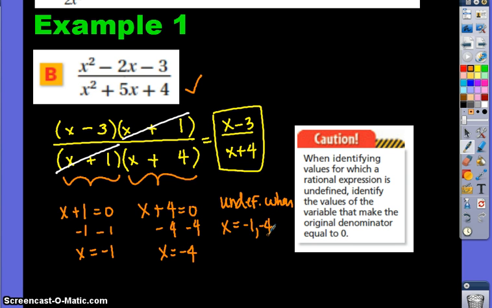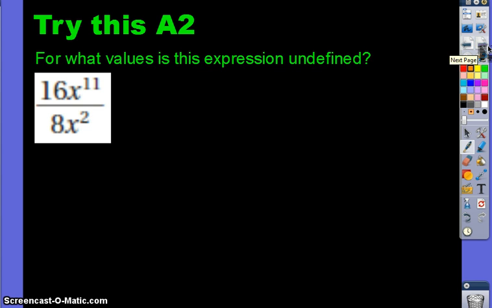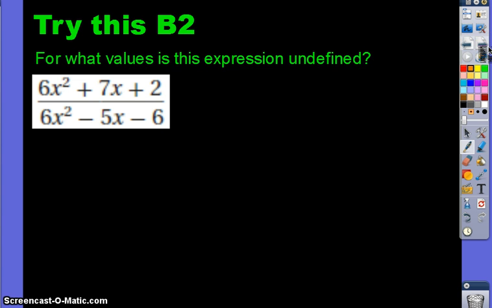All right, why don't you guys try these. They are going to be broken up into two parts. The first one is simplify. Try that one. And the second part is, when will this be undefined? Okay, here's another one, simplify. And then here's the same one, when will it be undefined?